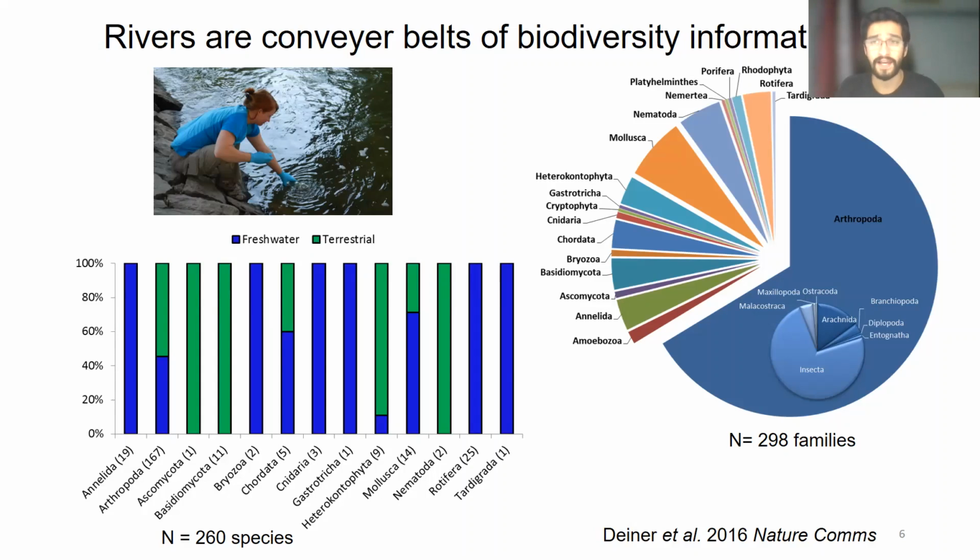For instance, I really want to highlight one study done by my advisor, Kristy Deiner, where she evaluated the idea that rivers are acting as conveyor belts of biodiversity information. She found that river water contained not only a few forms of life, but DNA from terrestrial life, from aquatic life, and from many different phyla, from many diverse families. And this really opened up the doors to use this environmental DNA technology for monitoring all forms of life, terrestrial and aquatic.